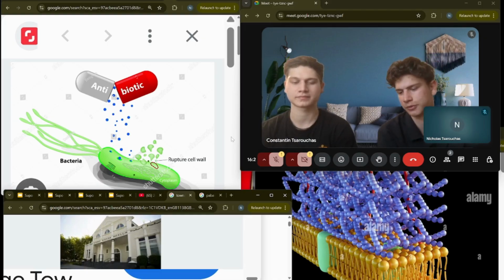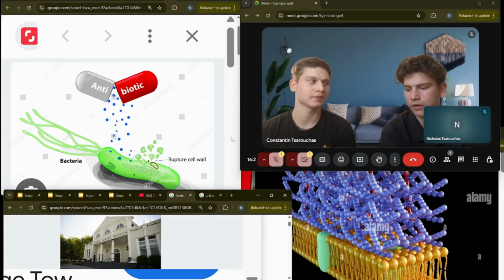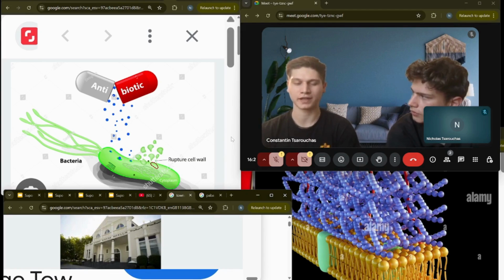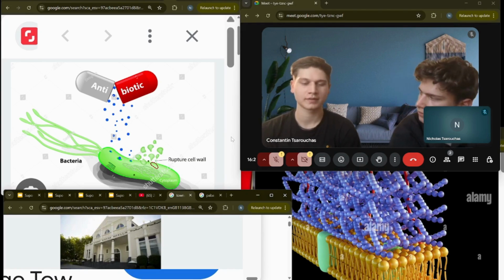Quite a difficult one to pronounce. Yeah, it's quite difficult. RNA polymerase level. Okay, RNA polymerase level. Yes.